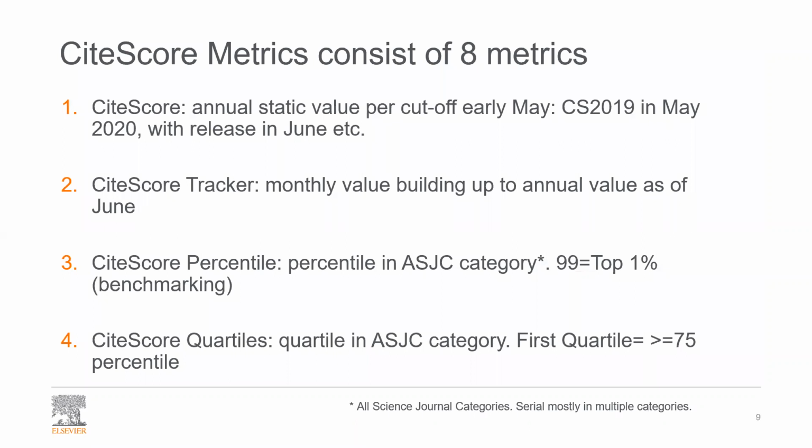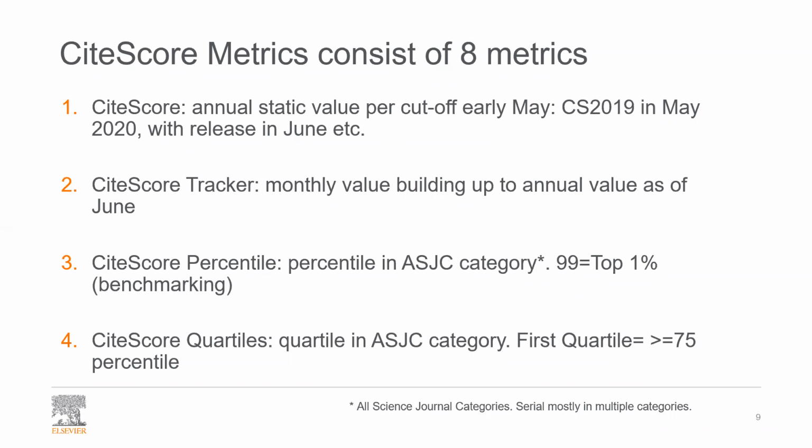So in CiteScore metrics, we have 8 features, or 8 sub-metrics. The main one is CiteScore, the annual static value cut off in early May. CiteScore 2019 was cut off in May 2020 and released in June. For CiteScore 2020, it will cut off in May, and we will release it in the coming month of June 2021, approximately 2 to 3 months from now. So the release month is about the same as journal impact factor.